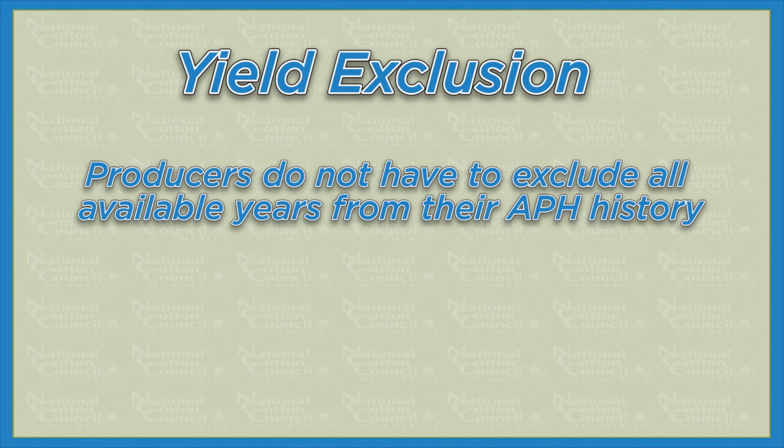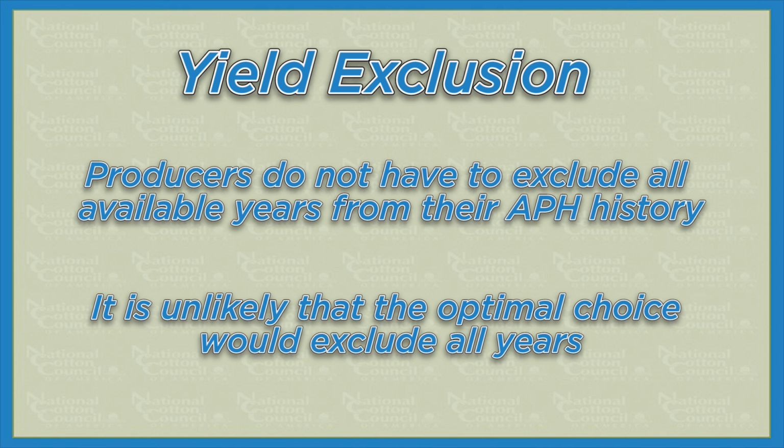Producers do not have to exclude all available years from their APH history, and it is unlikely that the optimal choice would exclude all years, particularly in the Southwest where producers can exclude many years from their database. In some years, the producer may have a good yield even though the county yield was low and the year was eligible for yield exclusion. In addition, taking yield exclusion and keeping the same coverage level would likely result in a higher premium.